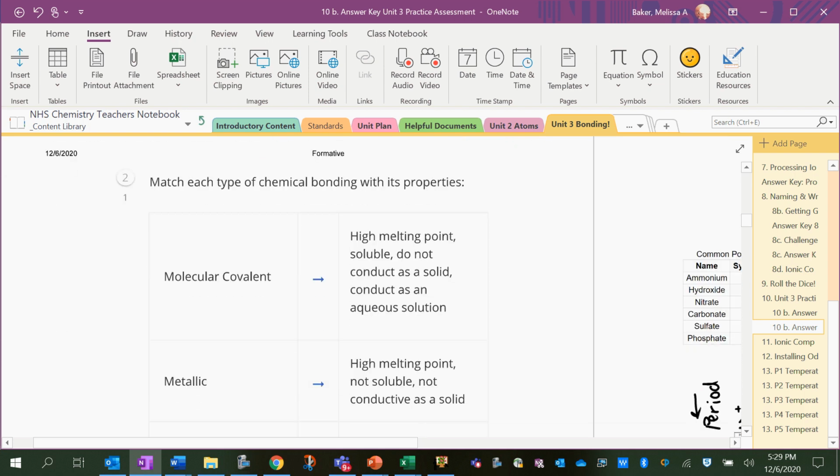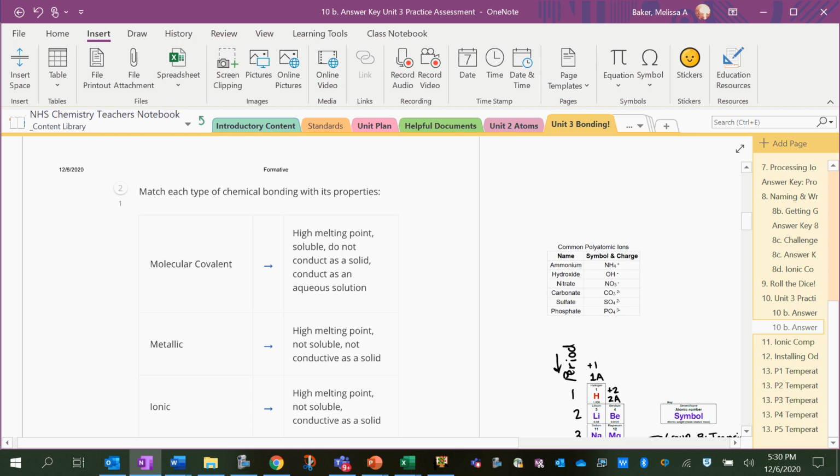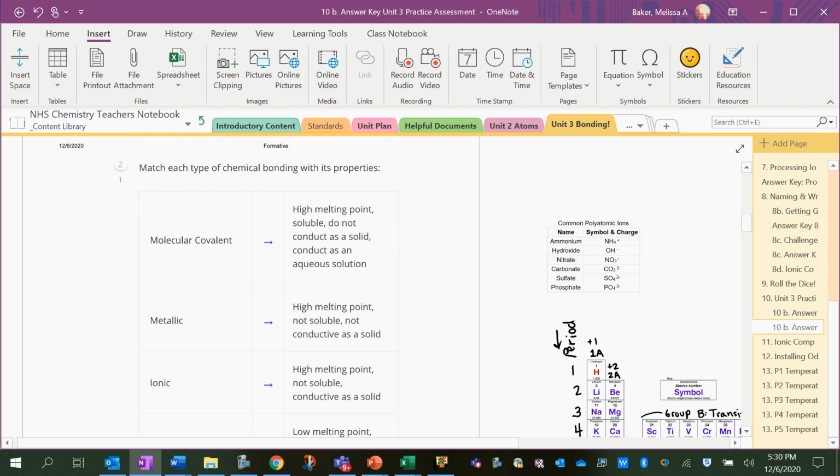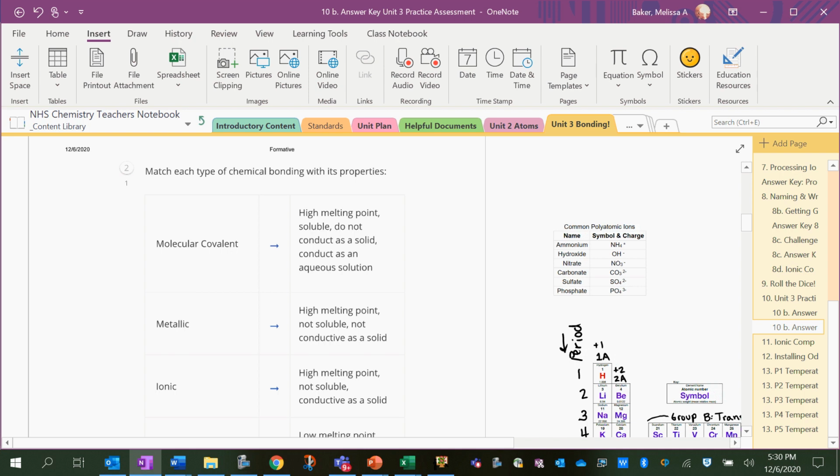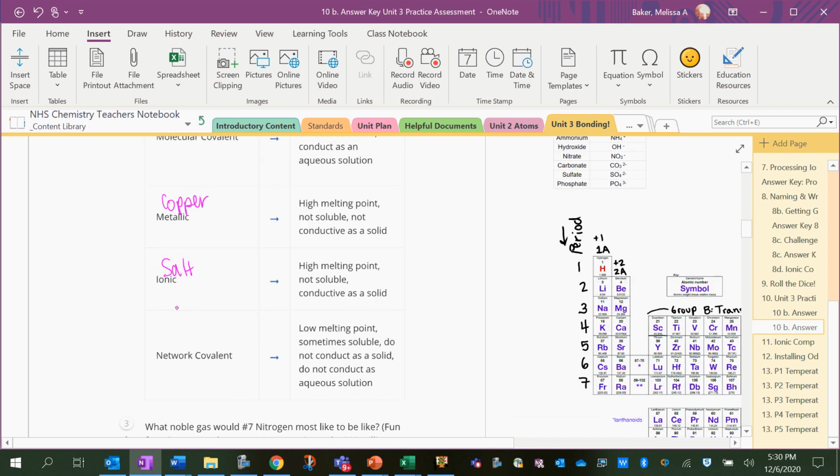Match each type of chemical bonding with its properties. This is just kind of thinking of that pivot lab that we did and the lab that I did in my kitchen. I like to recommend thinking of an example of something that has this type of bonding before you try to match it with its properties. Something that has molecular covalent bonding, that's a common substance, is sugar. Metallic would be copper, like a copper penny. Ionic would be salt. And network covalent would be something like sand.